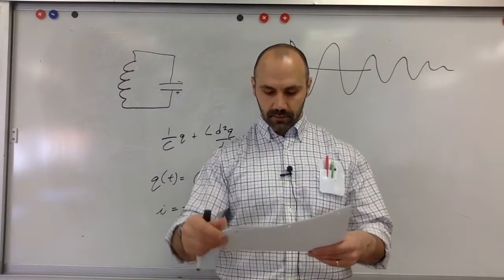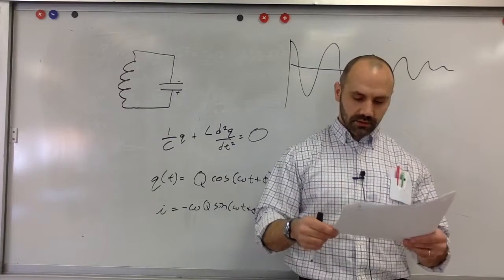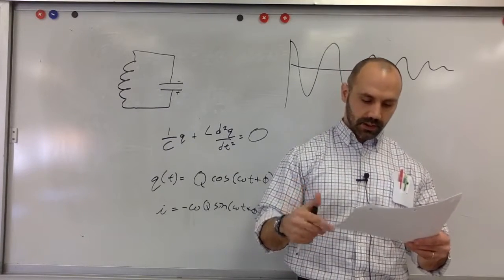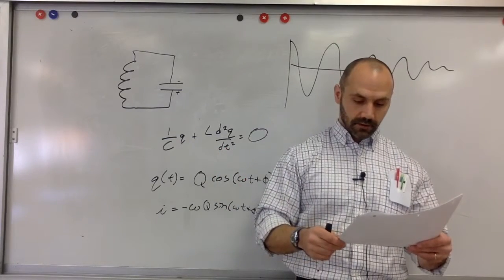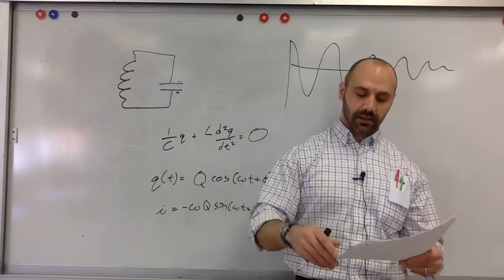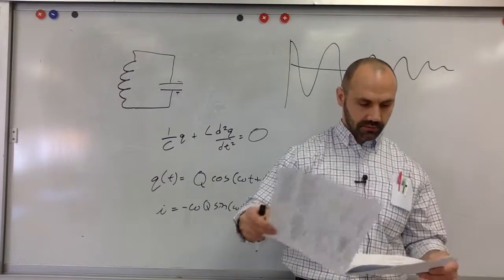And paramagnetism, these have a net magnetic dipole moment even in the absence of a magnetic field, and when they're placed in a non-uniform magnetic field, they will move toward the region where the magnetic field is stronger.